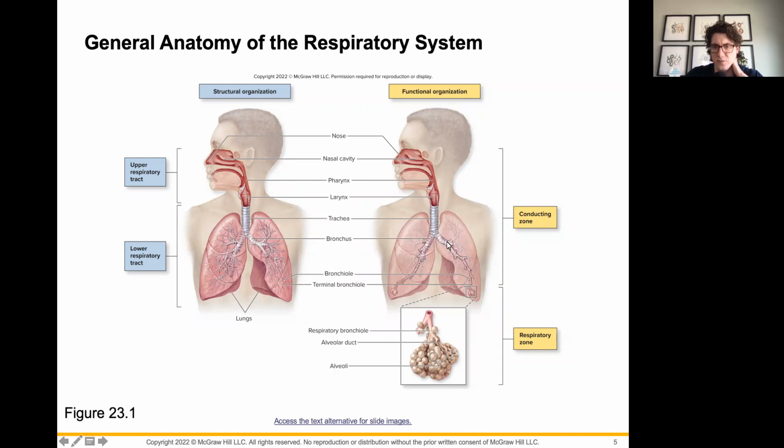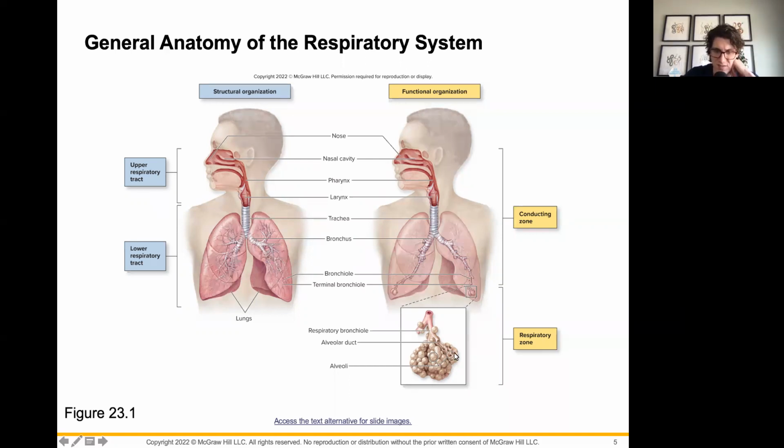The trachea comes down towards the lungs and splits into our primary bronchi. Those split into bronchioles, and then finally we get down to terminal bronchioles, and then finally down to the alveolar ducts and the alveoli. The alveoli are the actual air sacs. These are the places where we are undergoing gas exchange.